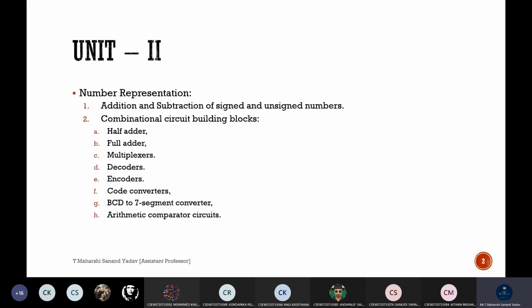Next, what are the doubts in unit number 2? Multiplexers you want. You are perfect with adders?